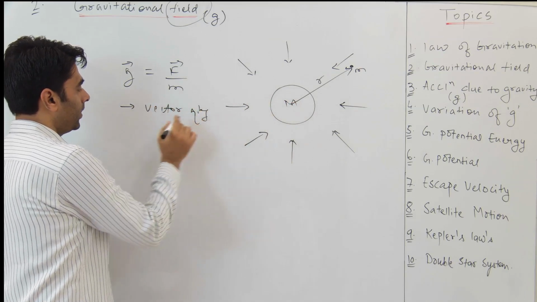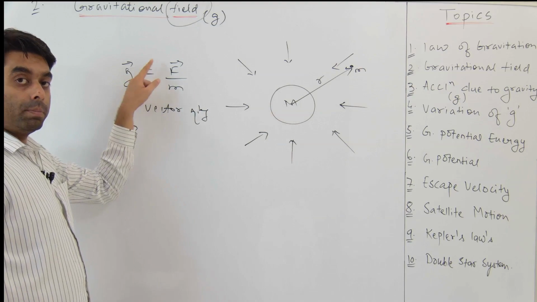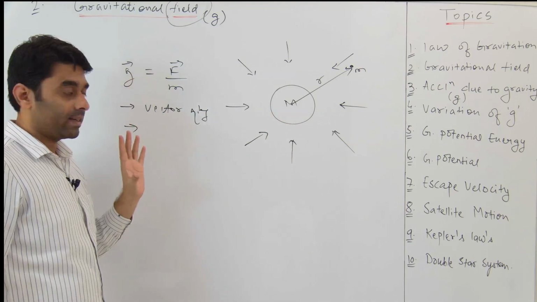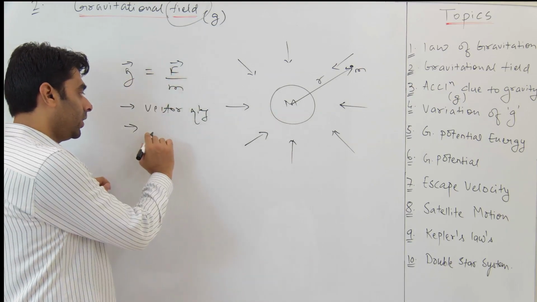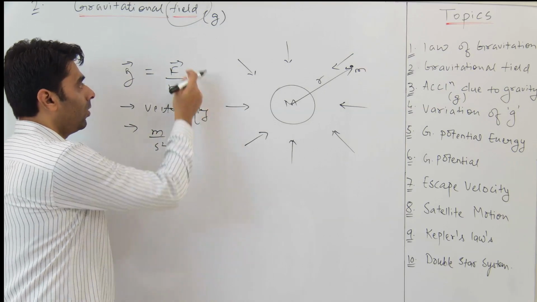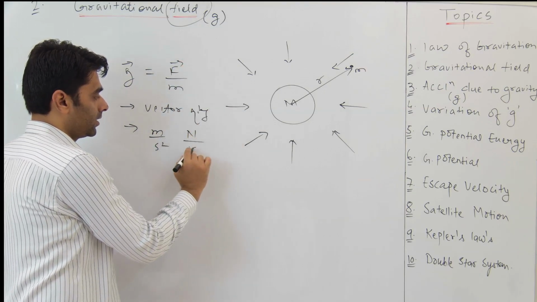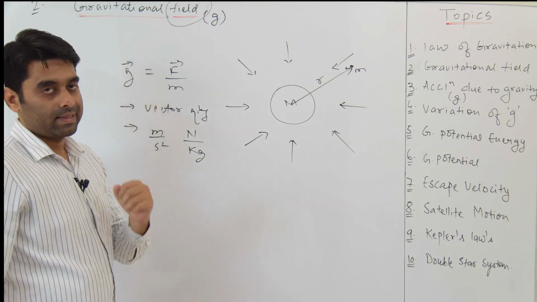What is the SI unit? The SI unit you can write down as meter per second square. It is the same as acceleration because it is force by mass. So the unit is meter per second square, or basically Newton per kg. Same, right? This is the SI unit.